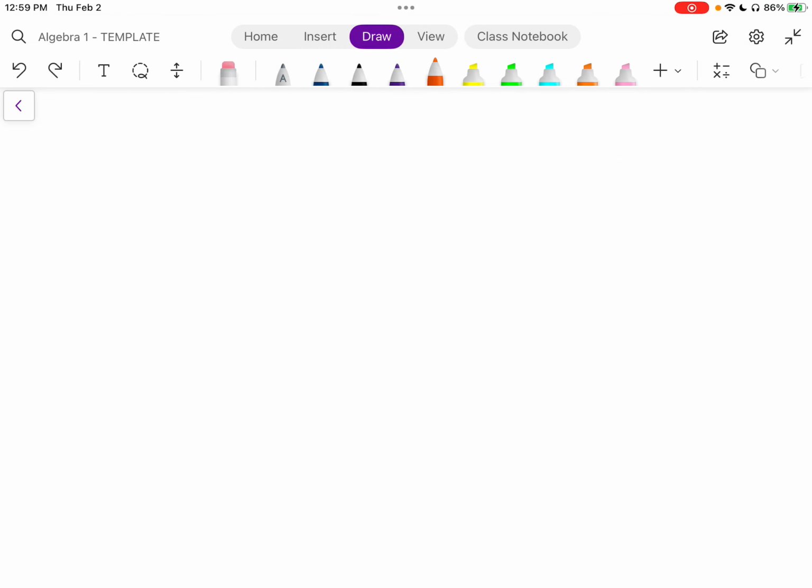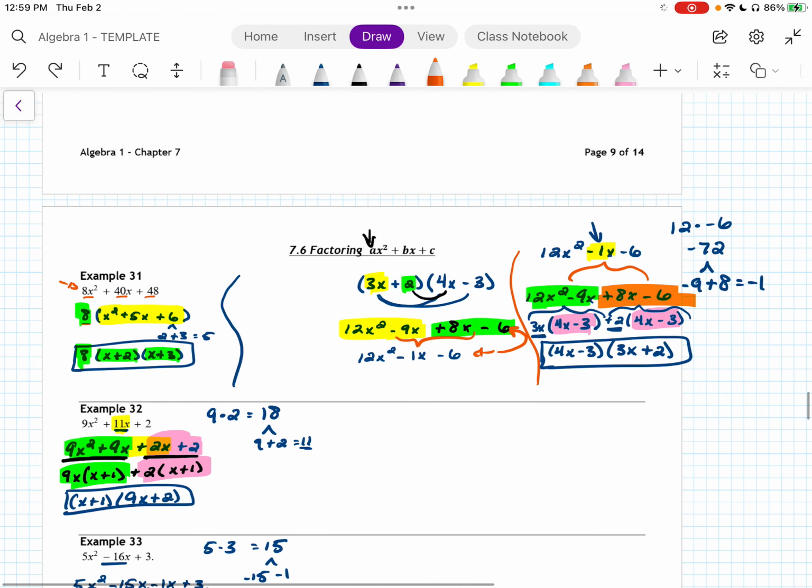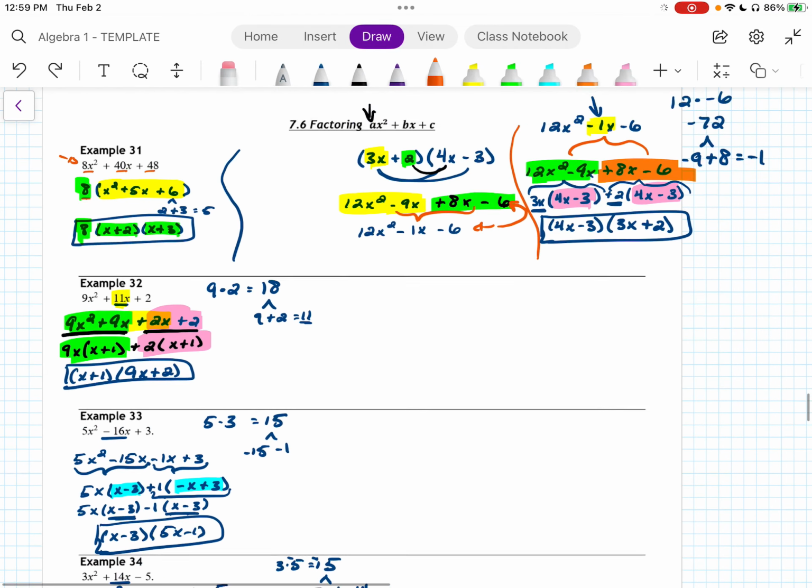All right, that is section, what is this? Section 6. All right, is it just one more to go? I think so. All right, that's that.